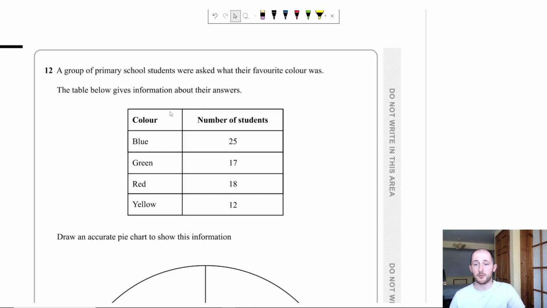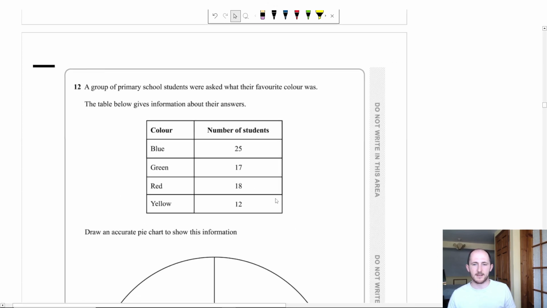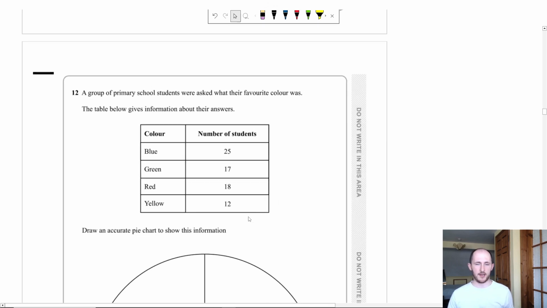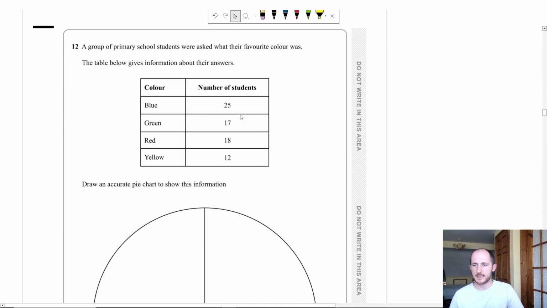For this question, we're going to be drawing a pie chart. Now, for obvious reasons, I can't draw it super accurately, but I'm going to show you how to do it, and I'm going to show you the rough shape of this diagram. So we have all these colours, we have these numbers of students, that's all wonderful. Draw an accurate pie chart.